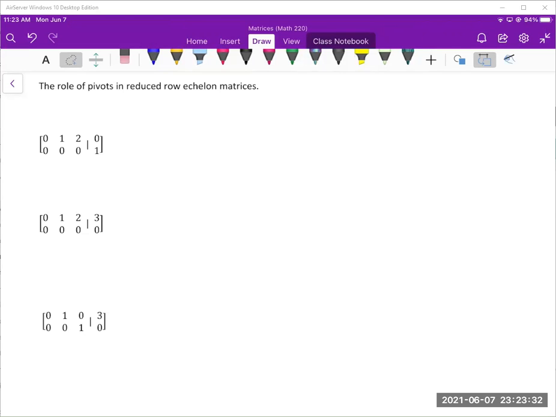Okay, so we're going to look at a few more examples. Here we have, first we have this matrix. If we circle our pivots, we've got two pivots, one in the coefficient matrix, so left of the augment, and one in the augment. Notice that we have two free variables, so those correspond to columns where we don't have pivots.